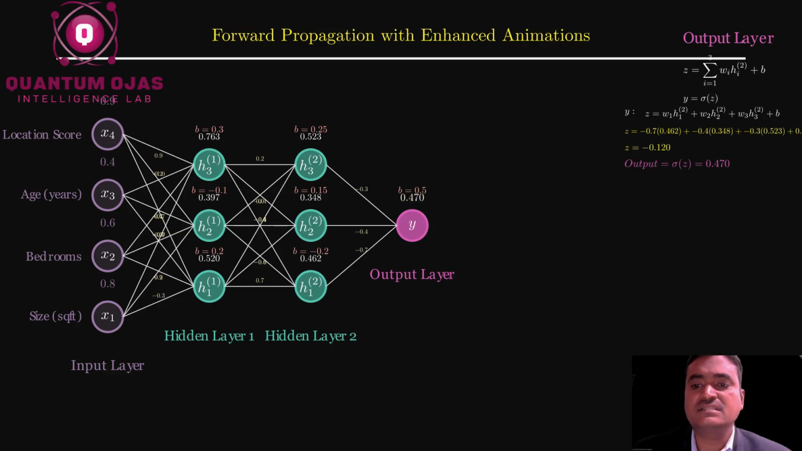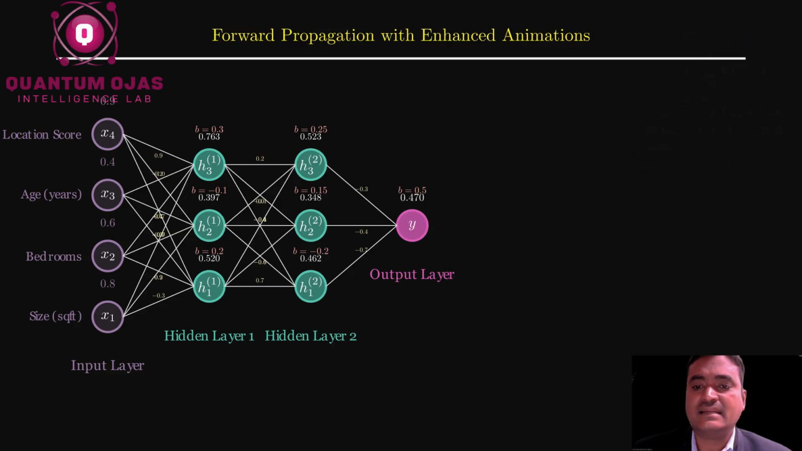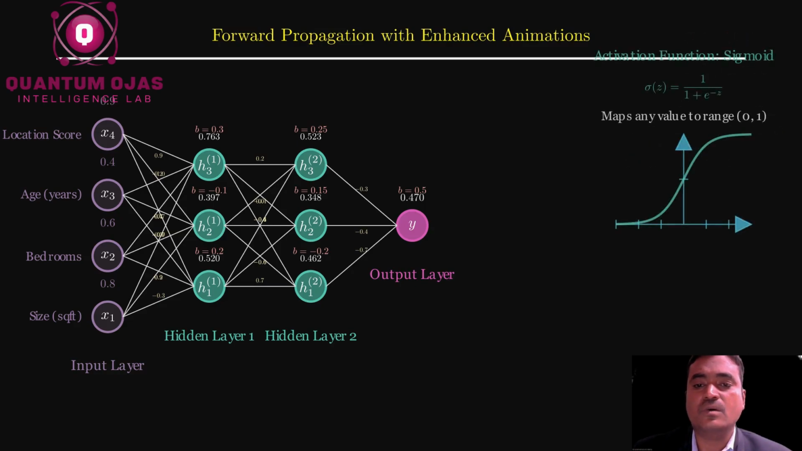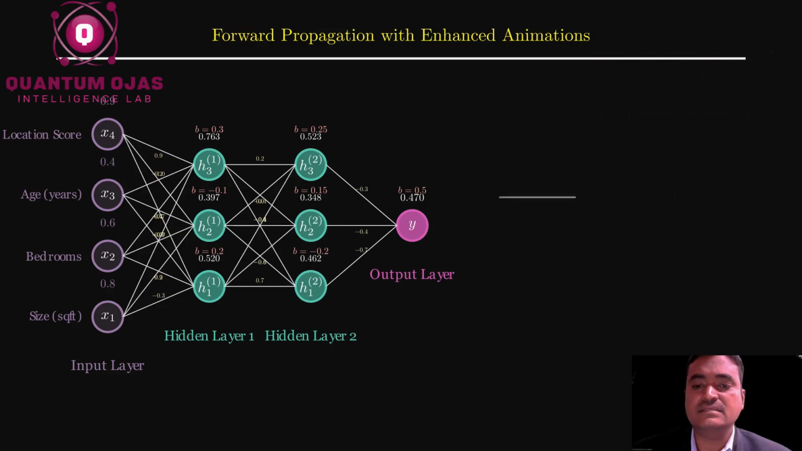Now let's understand the sigmoid activation function better. A graph appears showing the characteristic S-shaped curve. The formula: sigma of z is equal to 1 divided by 1 plus e to the power of minus z. The sigmoid function maps any input value to a smooth range between 0 and 1. This is crucial because it gives us a probability we can interpret as confidence levels.